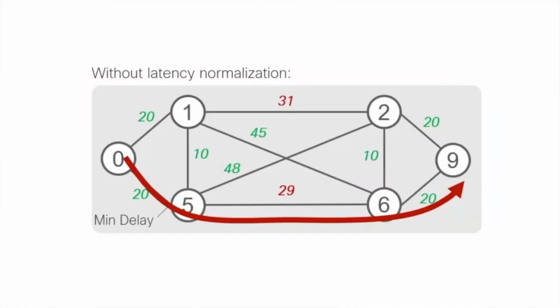But in some cases, I have paths that are very close to each other from the delay perspective. So in this case, if I want to minimize the delay from 0 to 9, I go via 5 and 6. And my cumulative delay will be 20 plus 29 plus 20.